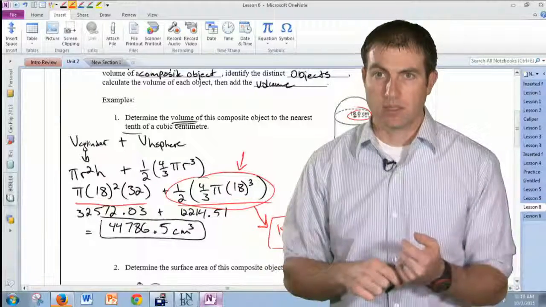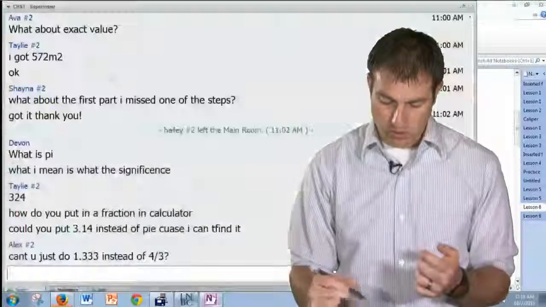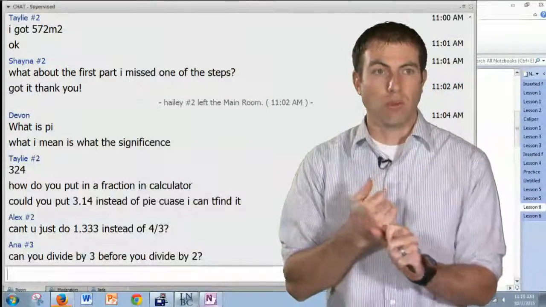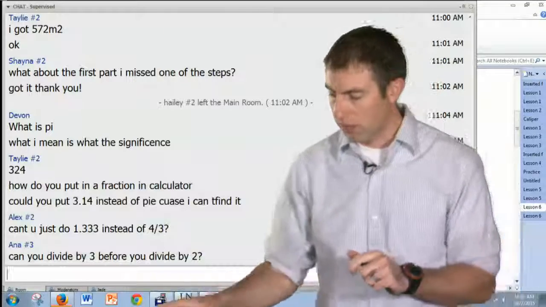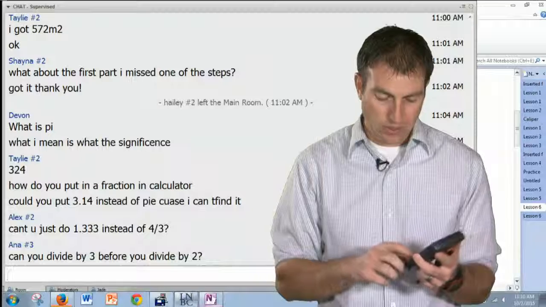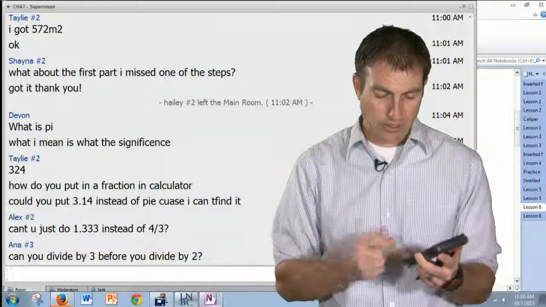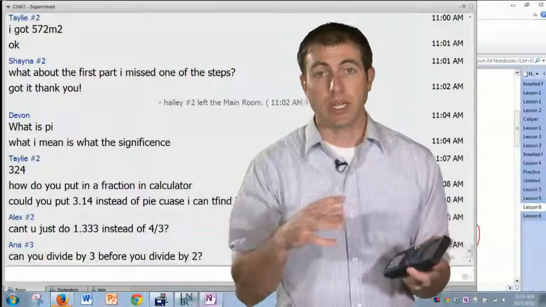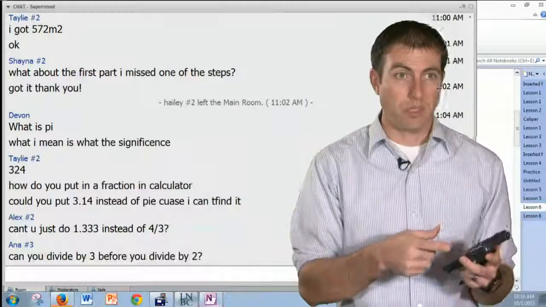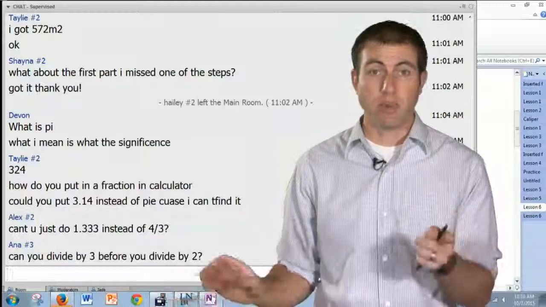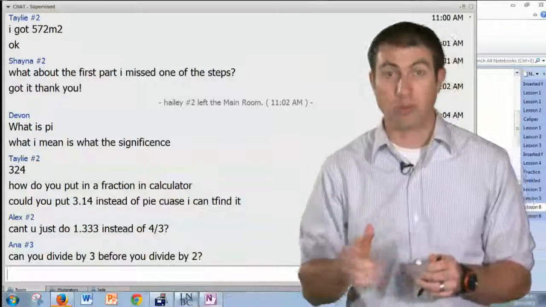Both Alex and Taylor have asked good questions. So the first one is, can you just do 1.333 instead of 4 over 3? Sure, if you have a fraction like that, you go 4 divided by 3 in your calculator, whatever the fraction is. It doesn't necessarily need to be 4 over 3, but if you put it in and you get 1.3333, that would be good.